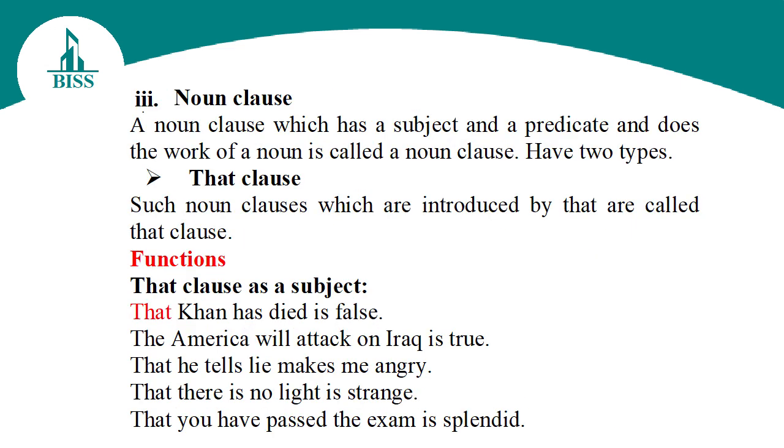Noun clause is the third kind of dependent clause. A noun clause, which has a subject and a predicate and does the work of a noun, is called a noun clause. It has two types. The first type of noun clause is the that clause. Such noun clauses which are introduced by that are called that clauses. Functions: that clause as a subject.